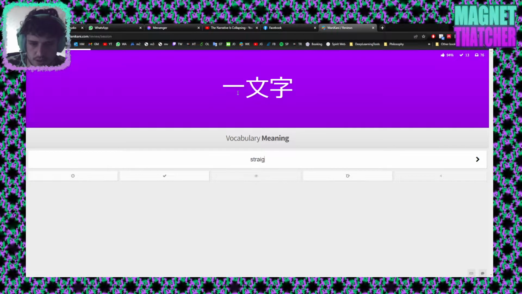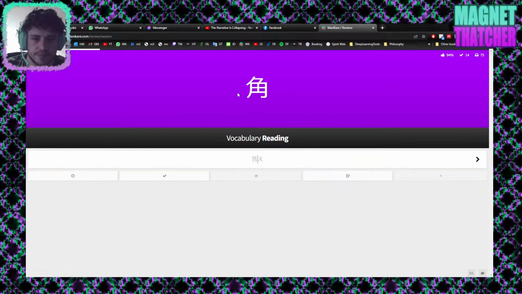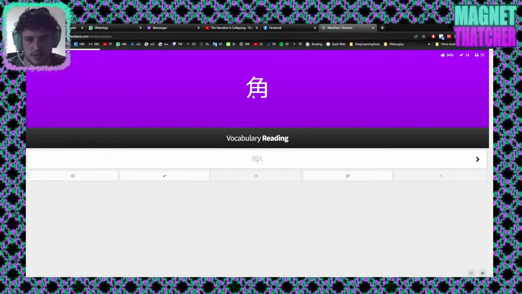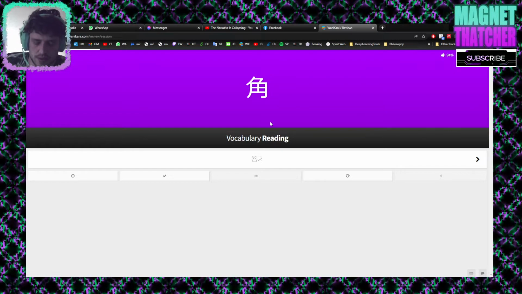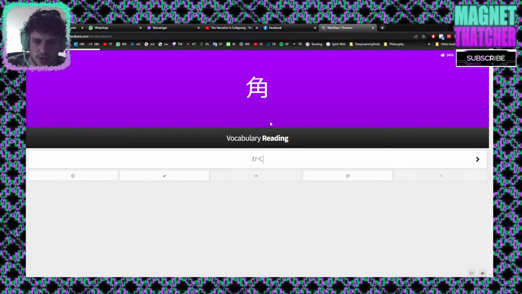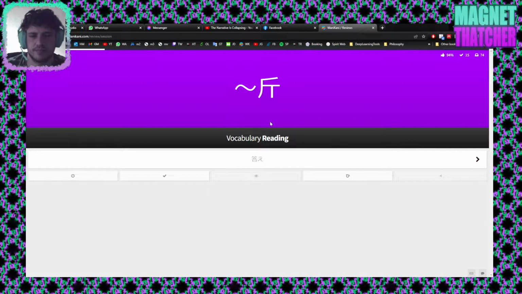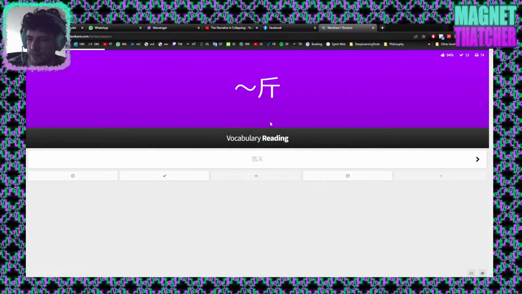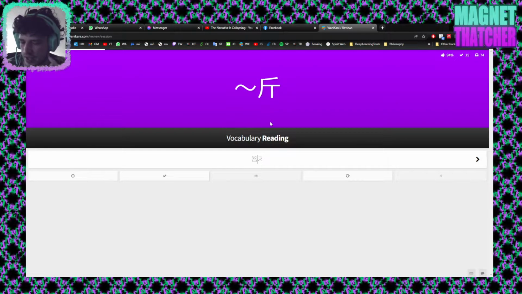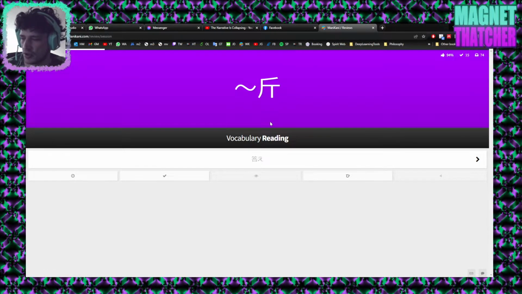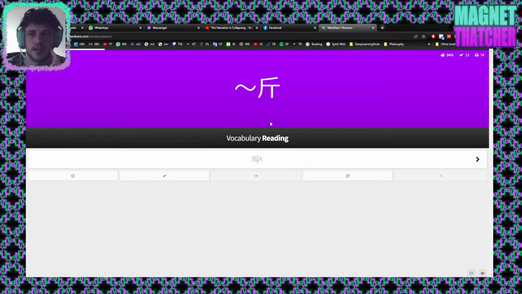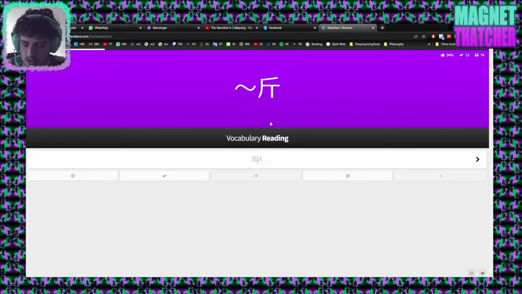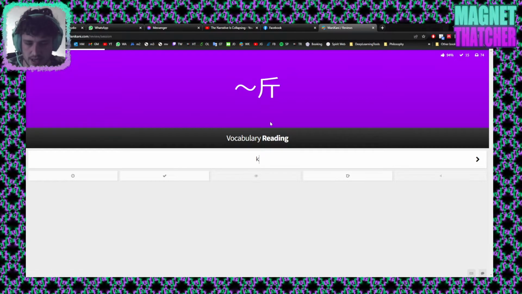We learnt this one earlier, straight line. This one is angle. It's got lots of these straight angles. That's how I remember that one. And then the vocabulary reading is kaku. And this is a loaf of bread counter. Very specific. In Japanese there are lots of different counters for different things, like long and thin things, flat things. But apparently they have counters for loaves of bread as well, which is kin.